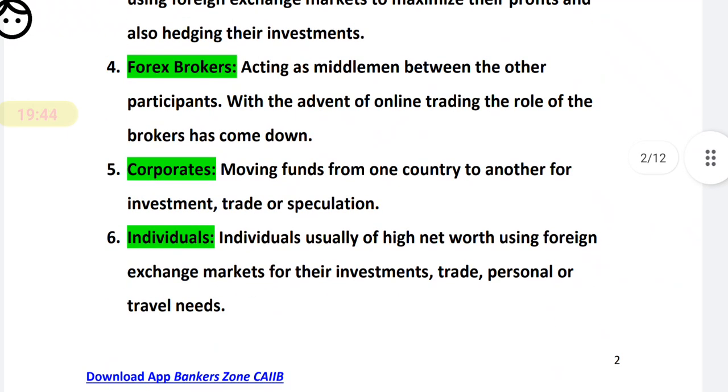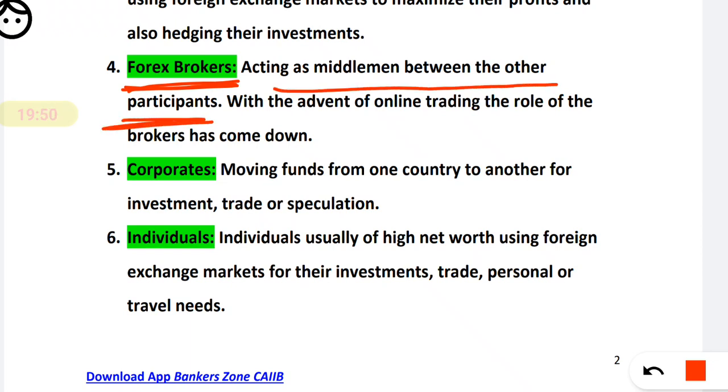Now, brokers: obviously almost everywhere there is a broker, right? They act as a middleman between the other participants. With the advent of online trading, the role of the broker has come down.